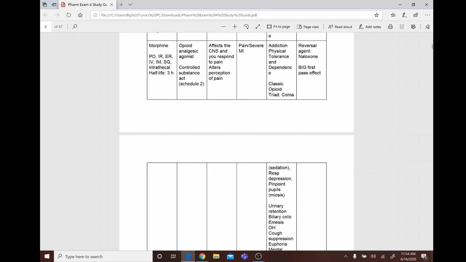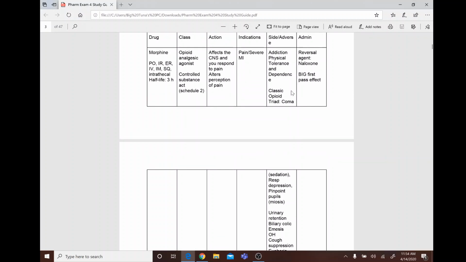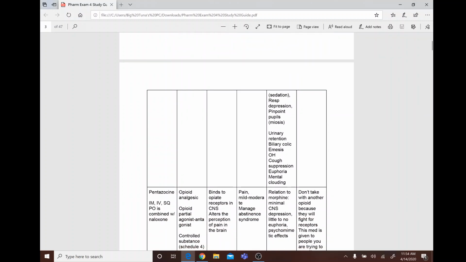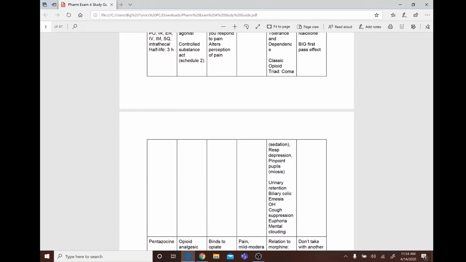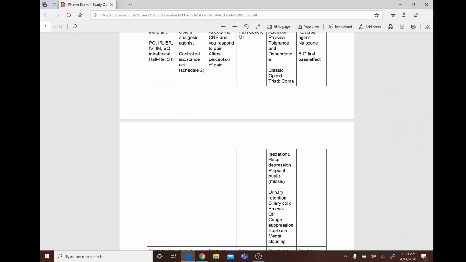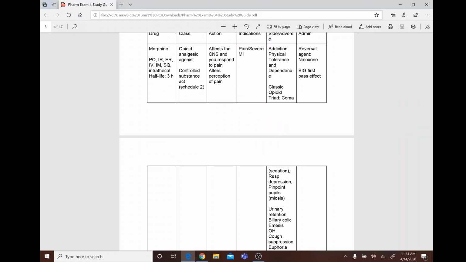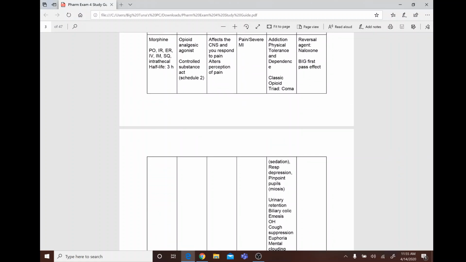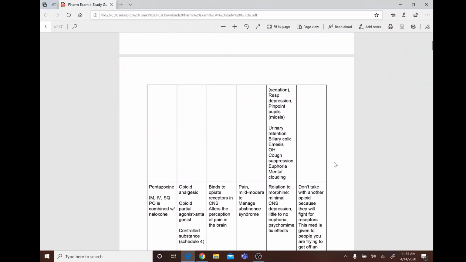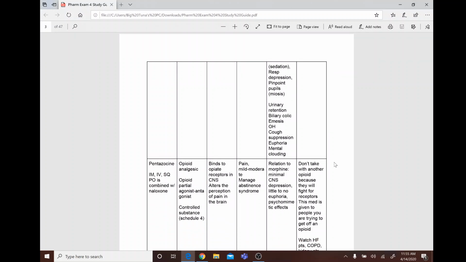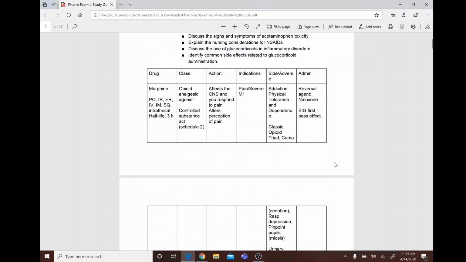You could have addiction, physical tolerance, and dependence. What else? Got the classic opioid triad: the coma, the respiratory depression, the pinpoint pupils. You can have urinary retention, biliary colic, emesis, orthostatic hypotension, cough suppression, euphoria, and mental clouding.